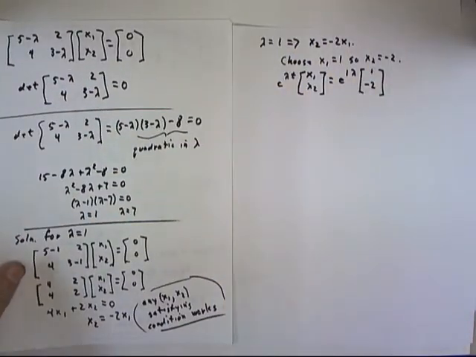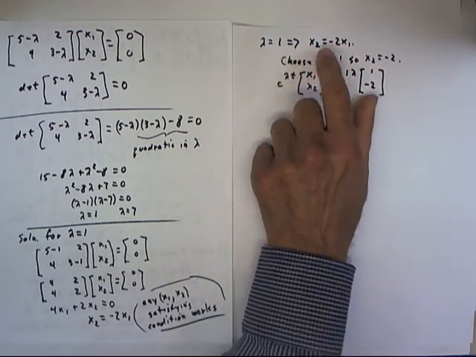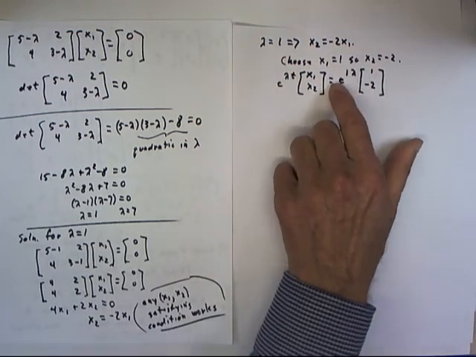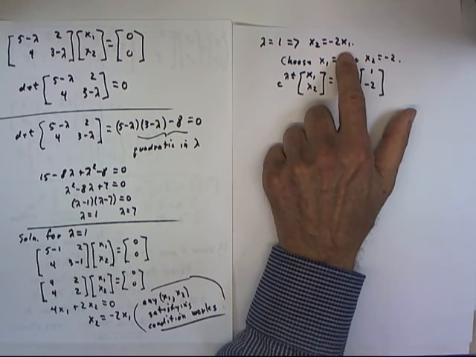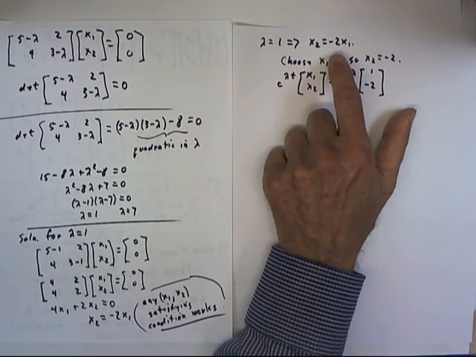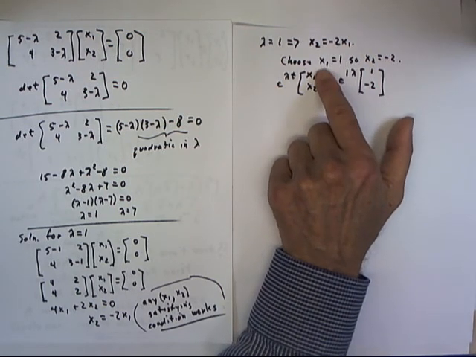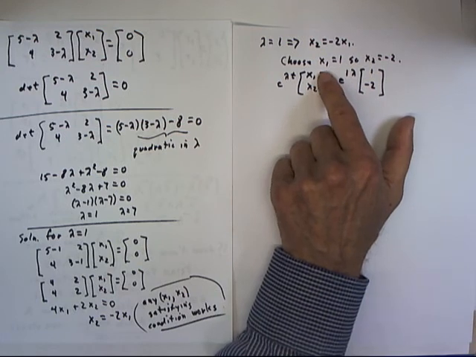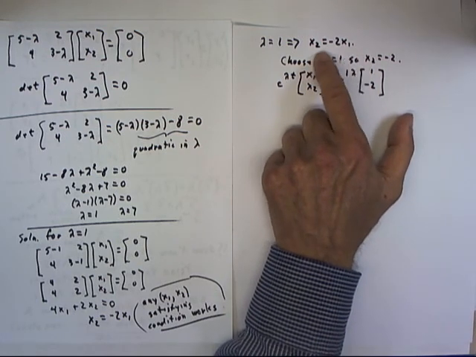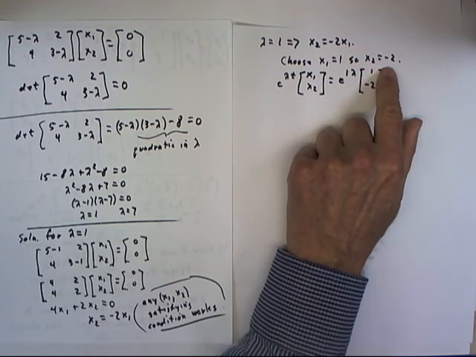So, lambda equals 1 implies that x2 is negative 2x1. Any pair will do. Let's not choose 0, 0, because we already know that's not going to work. But let's take the next simplest choice and let x1 equal 1, from which it follows that x2 would have to equal negative 2.